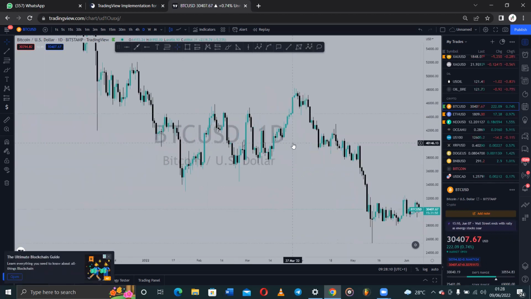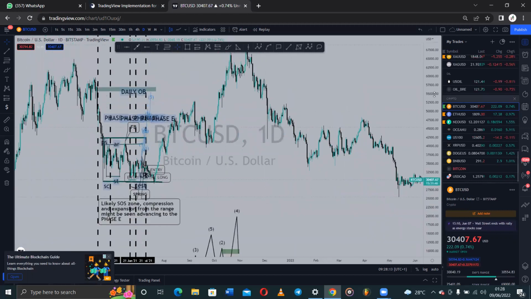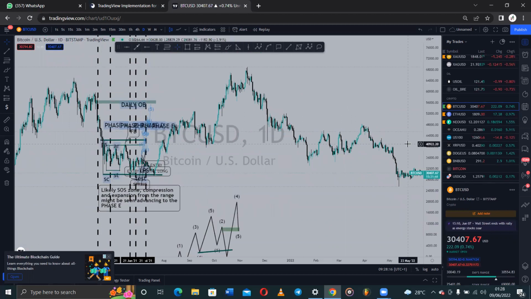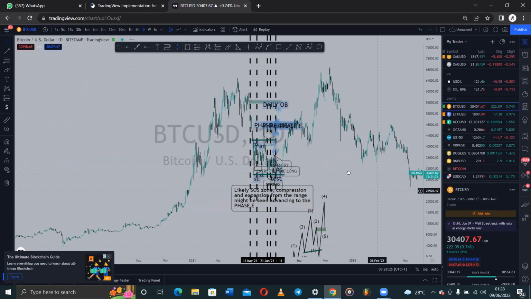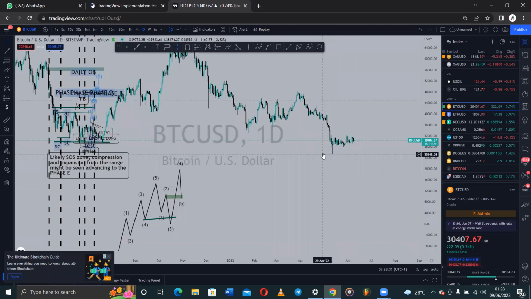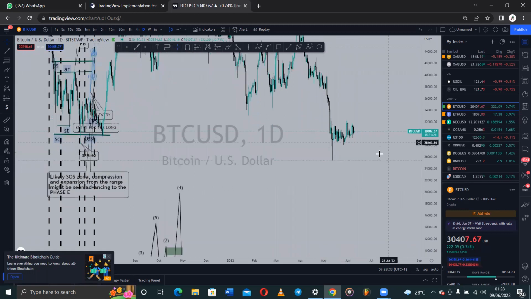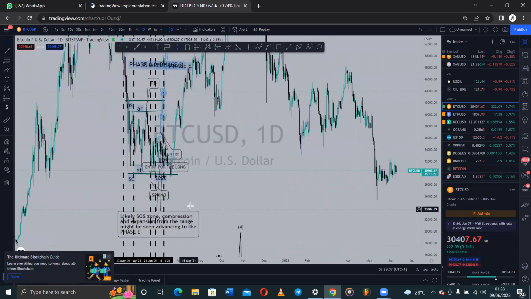Now, this is Bitcoin. It has been falling down. I really don't know why people are still buying coins without doing proper analysis. Because as you can see, this is a pool. It is trading below this low.